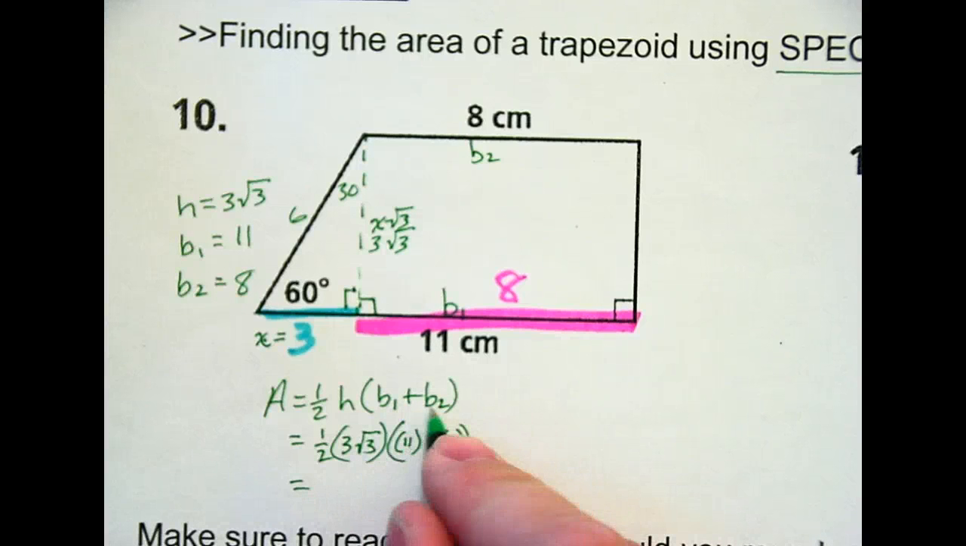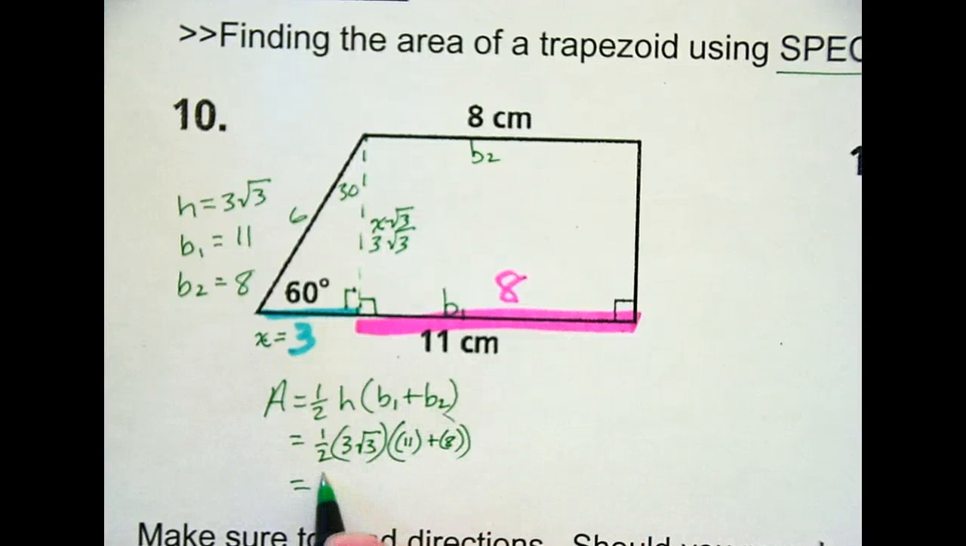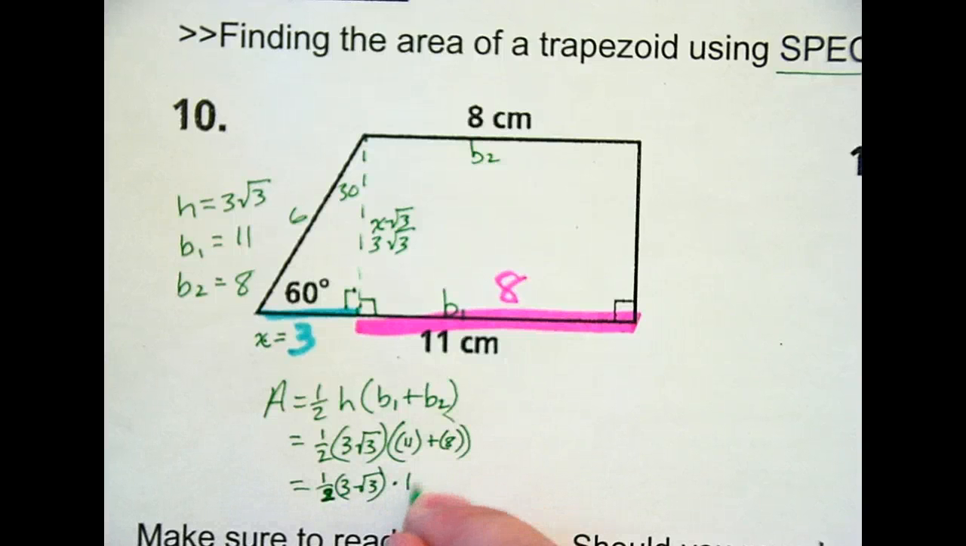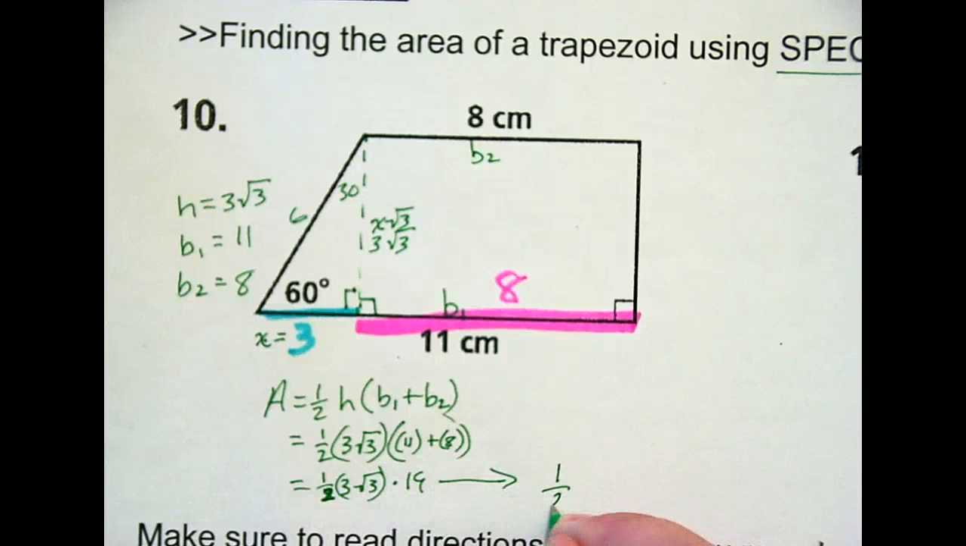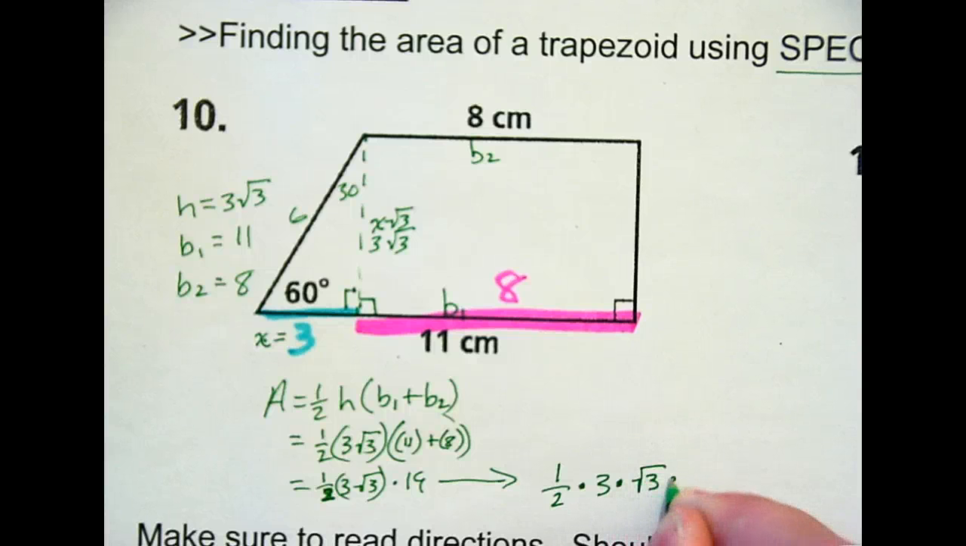So I get 1/2 of 3 root 3 times 11 plus 8, or 19. They're saying leave this in simplest radical form. So really what I have here is 1/2 times 3 times root 3 times 19. It's 19, not 13. I could be saying something and write something completely different. 19. Okay?